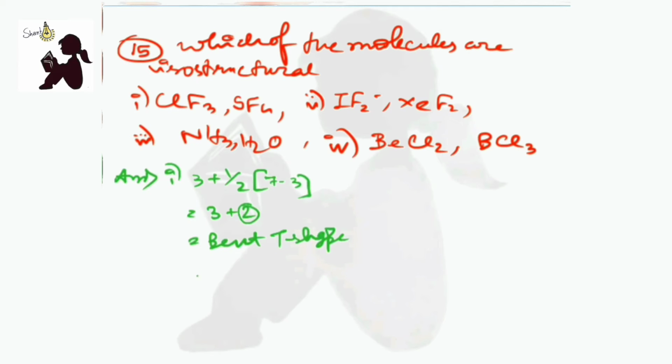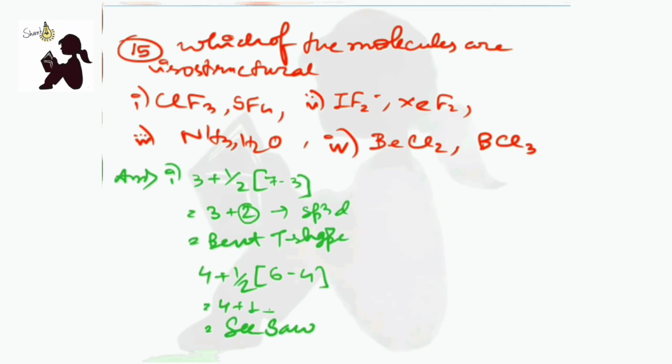And for SF4, the steric number will be 4 plus half into 6 minus 4, right? So it will be 4 plus 1. So what shape will it be? That is seesaw. So their hybridization is the same, that is sp3d, but their shape is not the same. So this option 1 is discarded then.